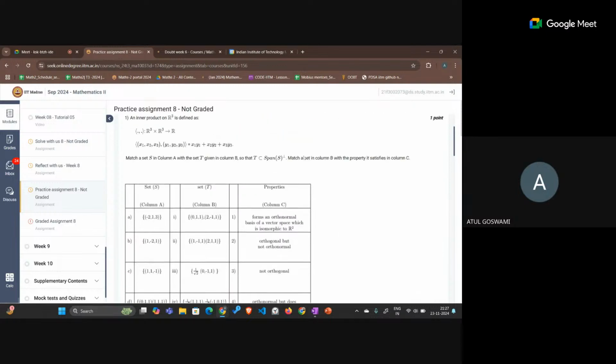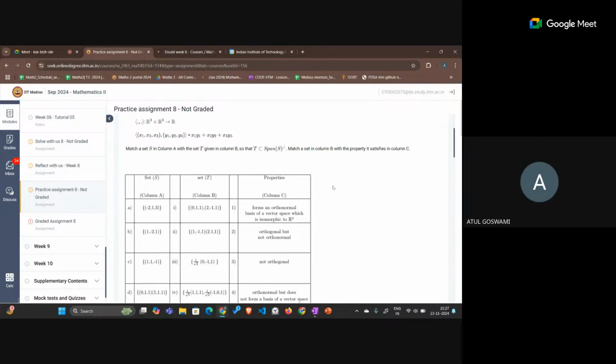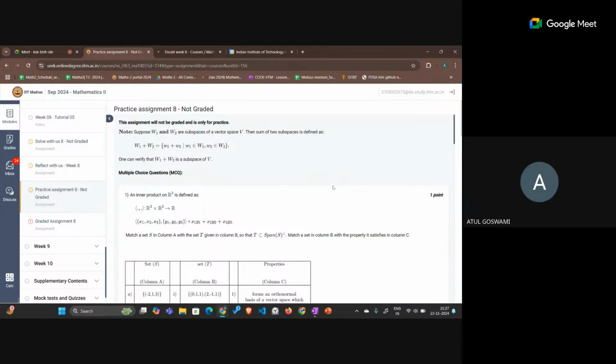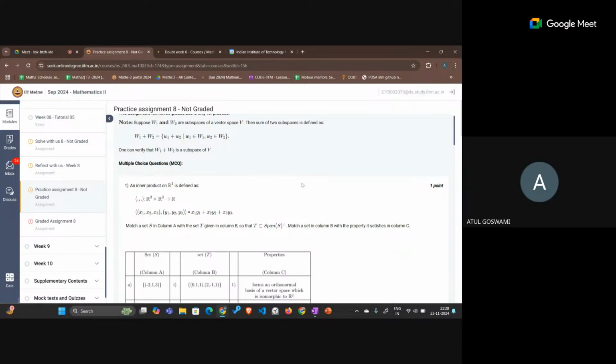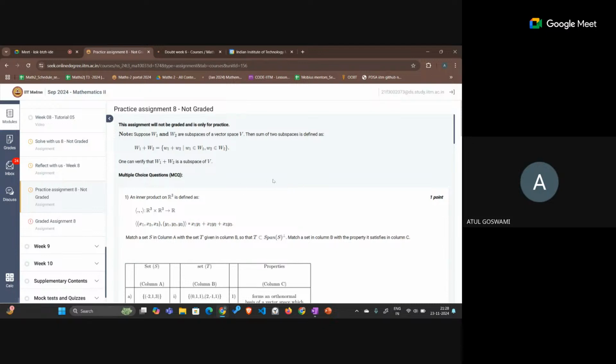Can you tell me how to find the span of S perp? Anyone? This information is also given. Suppose W1 and W2 are vector spaces, and W1 plus W2 is formed by taking a vector in W1 and a vector in W2 and adding those vectors. One can verify that W1 plus W2 is a subspace of V. This property is given: if there are two subspaces, then the sum of these two subspaces is also a subspace.